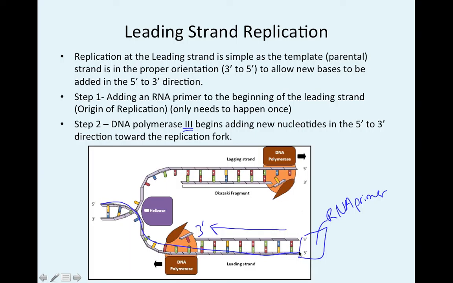The RNA primer would be right here. It's not labeled on here, so I just drew it in. So we add an RNA primer to the beginning of the leading strand, which happens to be at the origin of replication. It only needs to happen once. Then DNA polymerase 3. Focus on this number. It's 3 because we have DNA polymerase 1, we have DNA polymerase 2, but the one that adds bases is DNA polymerase 3. It will now start adding nucleotides in the 5' to 3' direction. Then we just keep adding nucleotides all the way through here. So a very simple process, only 2 steps for the leading strand.